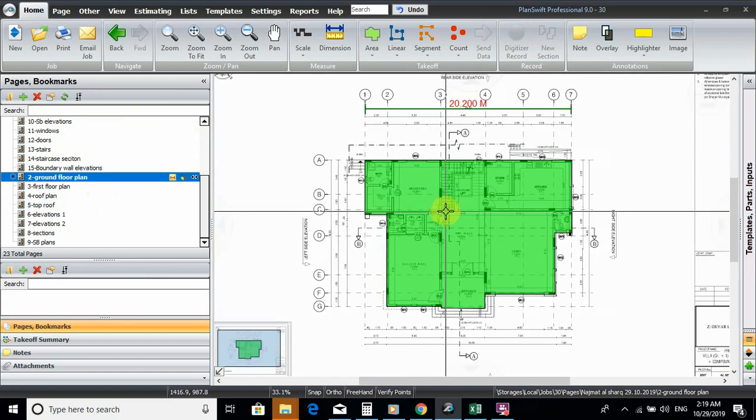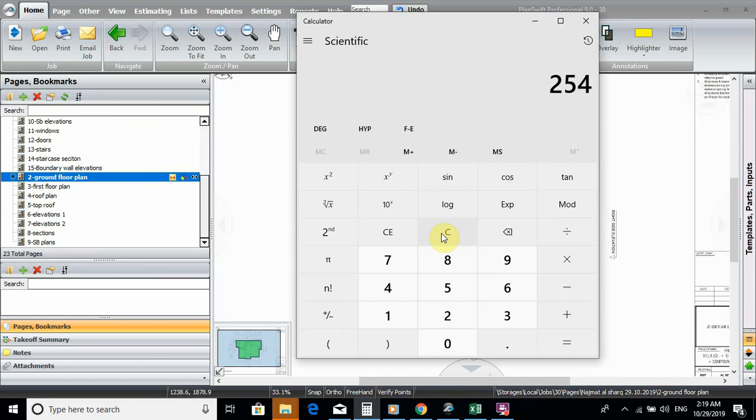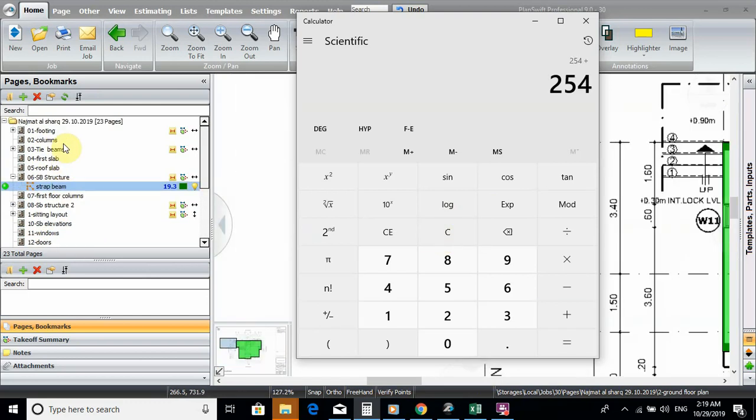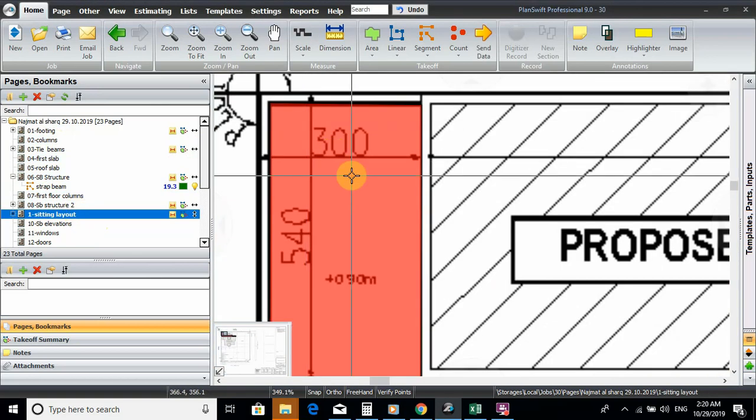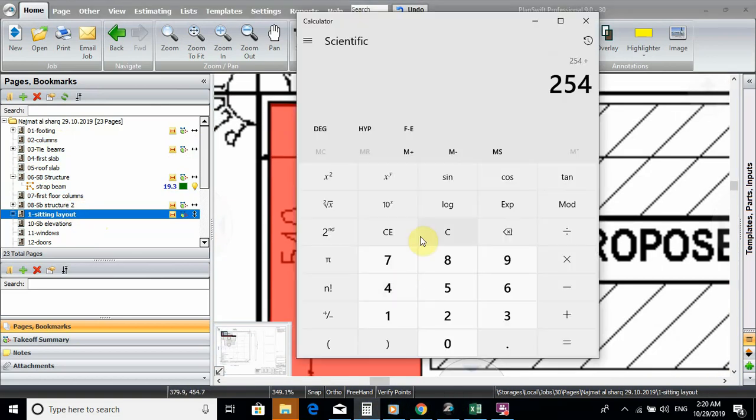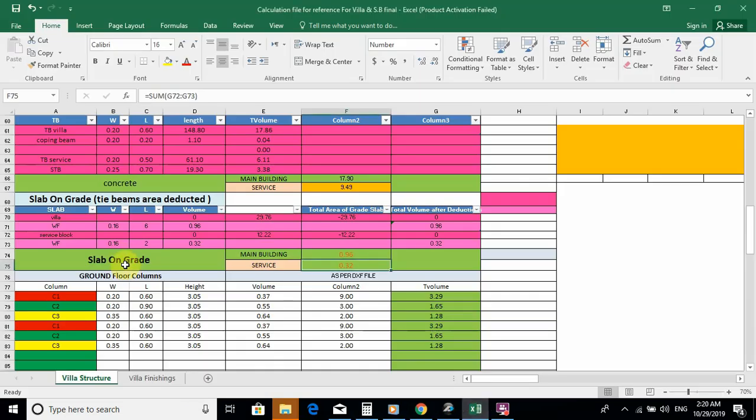Ground floor plan. So 254 plus what? Plus the external common entrance, my friend. That is 58.7. That gives us 312.7. We put it here, 312.7. Okay.